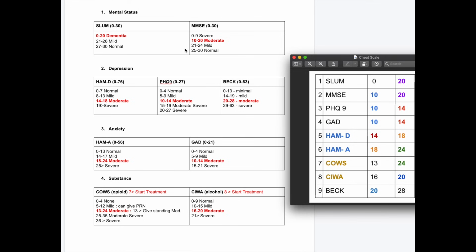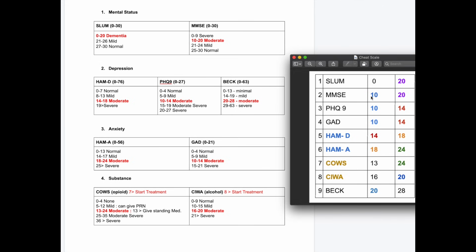So remember, I had mentioned that all of these, except for SLUMS, are going to be moderate. So all of these categories right here, from 2 to 9, all these numbers are moderate numbers except for SLUMS. SLUMS says 0 to 20 is considered dementia, but 21 to 26 is considered mild, and 27 to 30 is considered normal. So SLUMS is the only rare scale that you'll have to look at from a different angle.